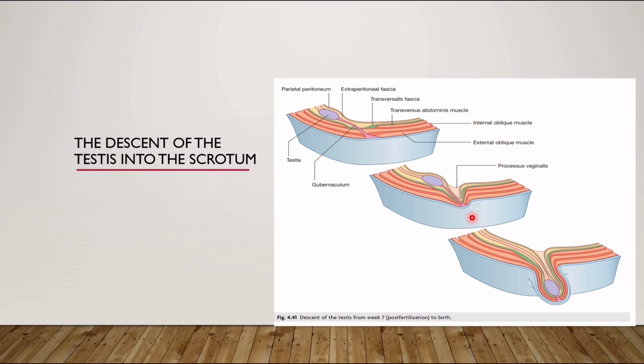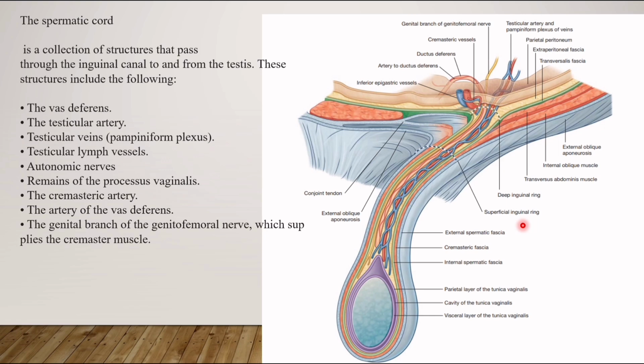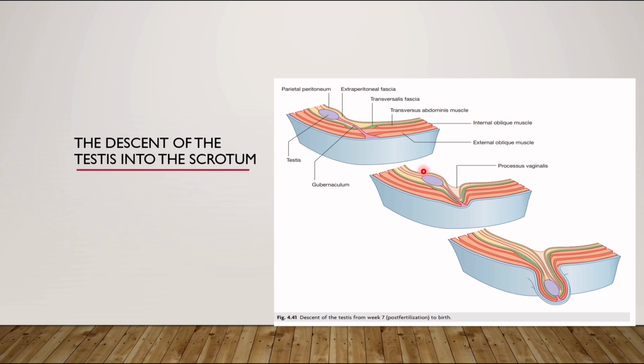The descent of the testes into the scrotum is mainly because the testes are responsible for sperm production, and sperm production cannot occur inside the body. So the body has developed a pouch outside of the body that can help facilitate this optimum temperature, which is about 1 to 2 degrees below body temperature.